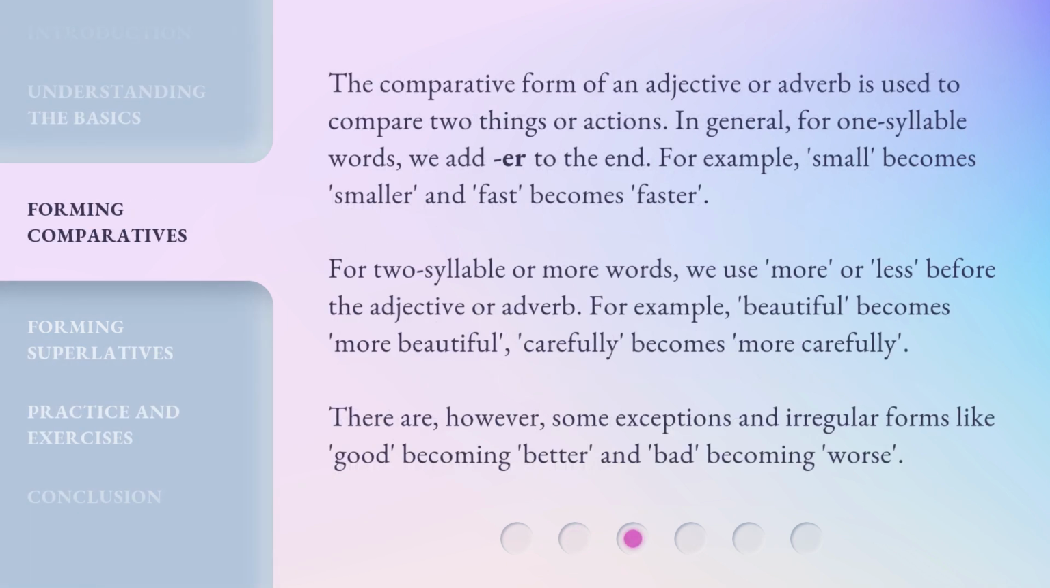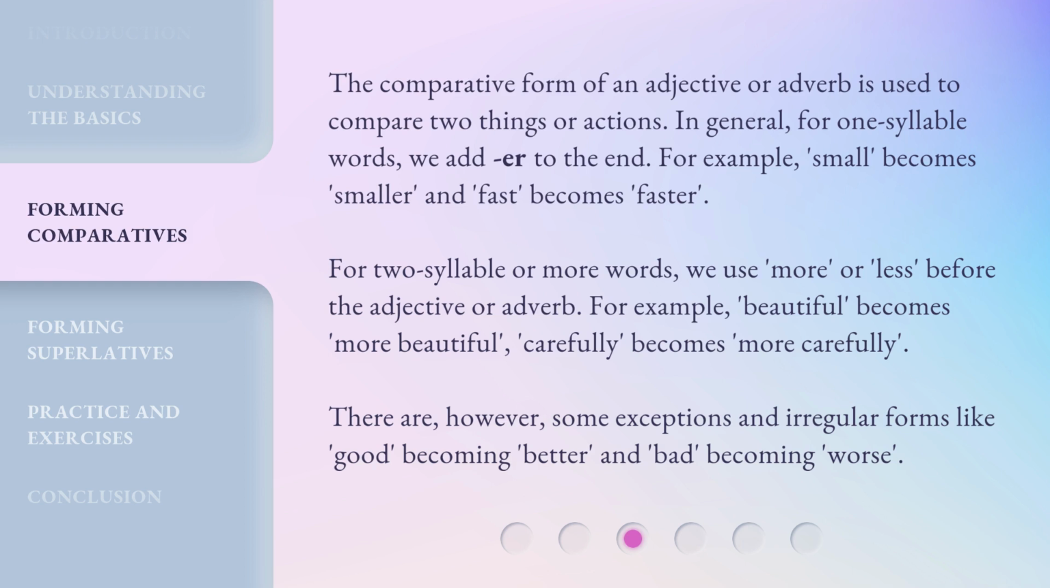The comparative form of an adjective or adverb is used to compare two things or actions. In general, for one-syllable words, we add "er" to the end. For example, small becomes smaller, and fast becomes faster.